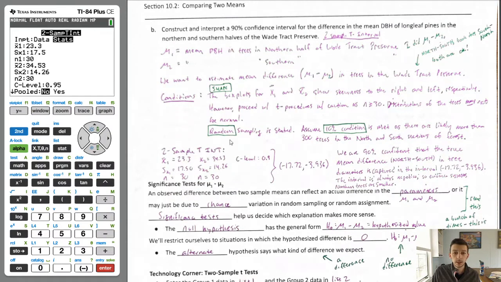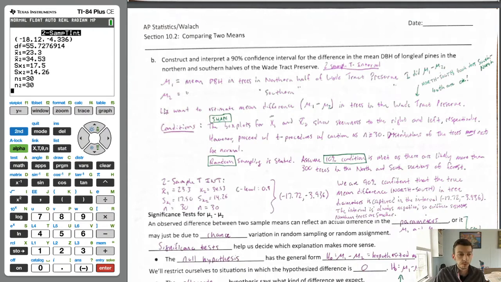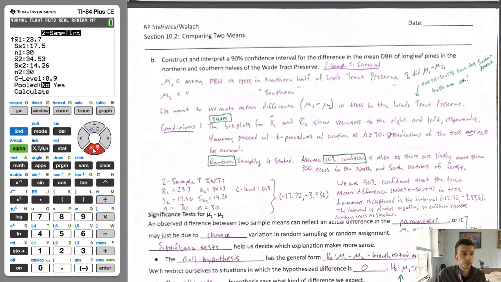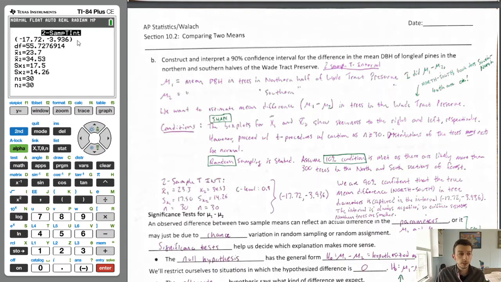So my confidence level, it does not state, oh, it does state, I'm sorry. So we're going to do a 90% confidence interval. This pooled thing here, just leave it as no for now. We can talk about it later. And calculate. So you may have already figured it out, but I just accidentally put in 23.3 for the test. So I'm just going to edit that. That should be 23.7. Sorry about that. And we should be able to go down and hit calculate, and then there we go. So that is how you can get the confidence interval.